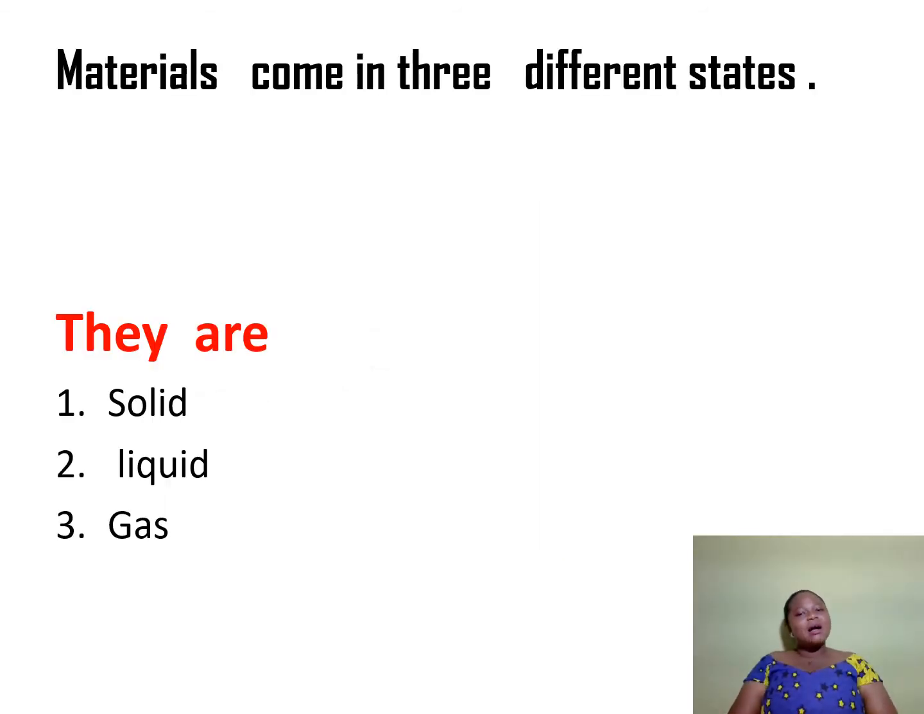Okay, so materials come in three different stages. And they are what? 1, solid. 2, liquid. 3, gas. So this is what we are coming to do today. We want to know what solids are, liquid, and then what? Gas. Okay? Good. So let's go to our next slide.